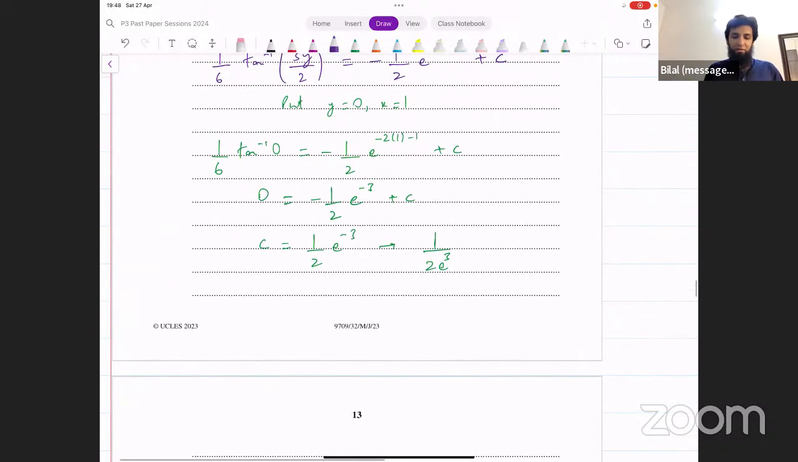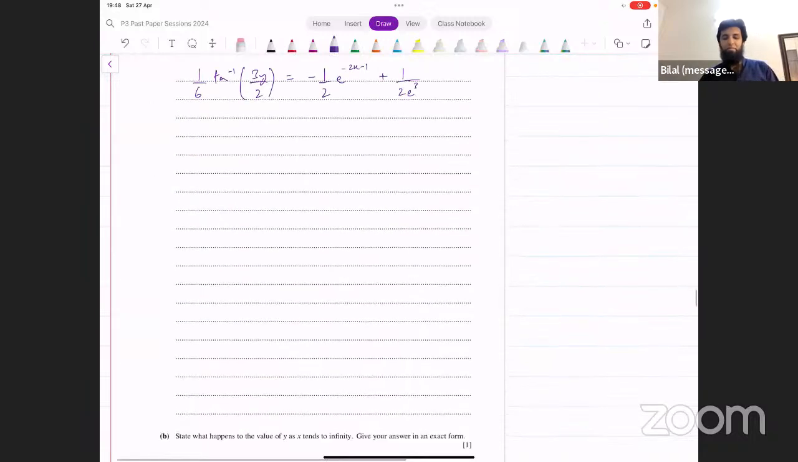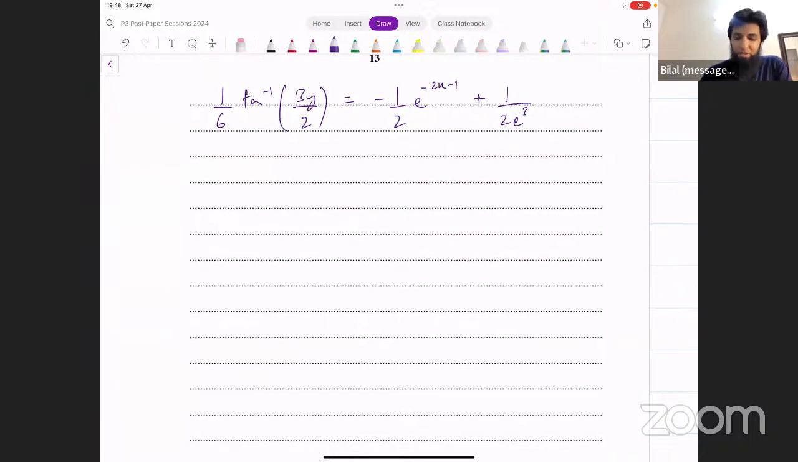Okay, now let me write down that equation first of all. That is 1 over 6 tan inverse of 3y over 2 equals minus 1 over 2 into e raised to the power minus 2x minus 1 plus c, which is 1 over 2 e raised to the power 3. Now, how do we make y the subject after this point? There's no y on the right side. Y is only on the left side here. Okay. Let's multiply 6 on the other side first. Let's see what that gives us.